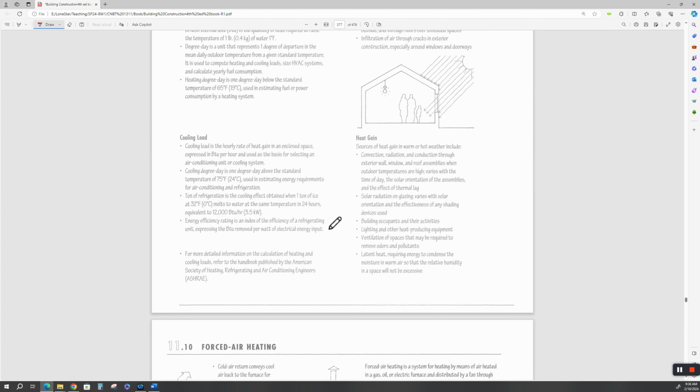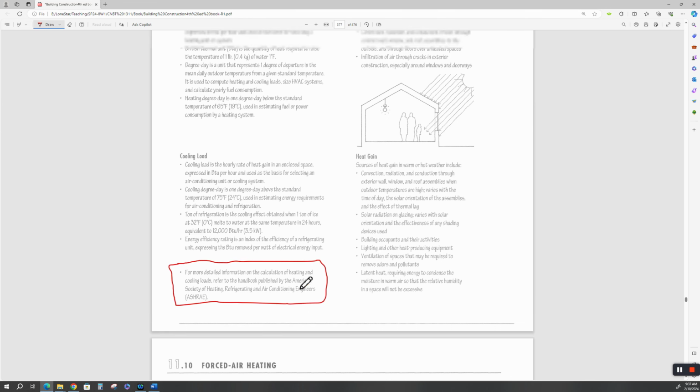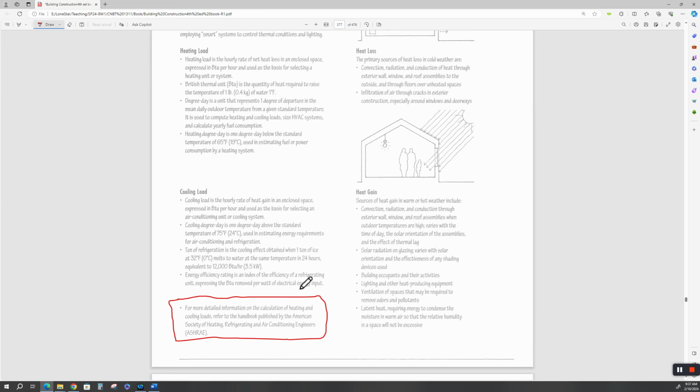Let's scroll down here to the bottom of this page. For more detailed information on the calculation of heating and cooling loads, refer to the handbook published by the American Society of Heating, Refrigerating, and Air Conditioning Engineers, known as ASHRAE. Boy, I spent hours and hours and weeks in that bloody handbook over the years. Again, the purpose of this is not to turn you into ASHRAE engineers.